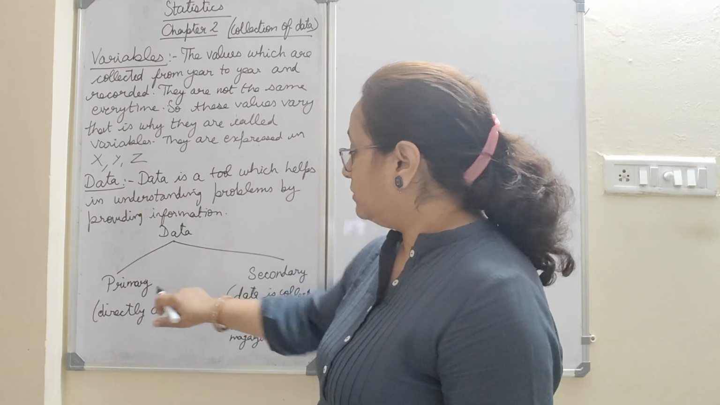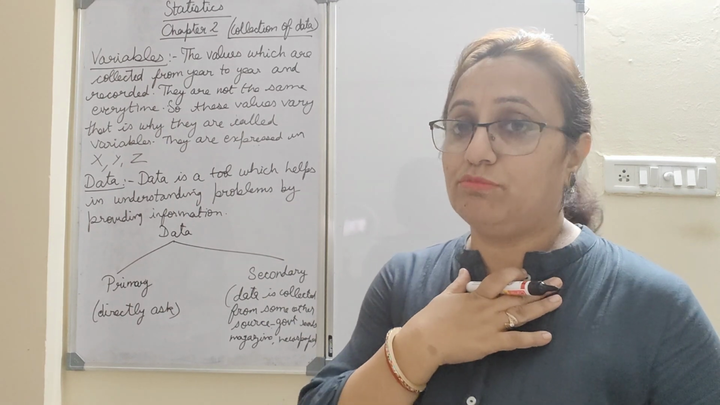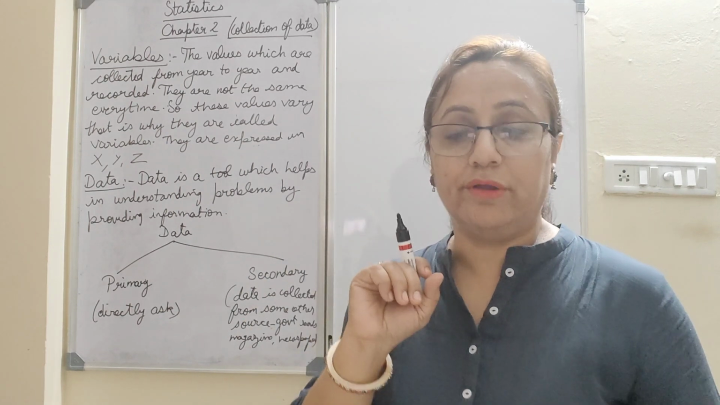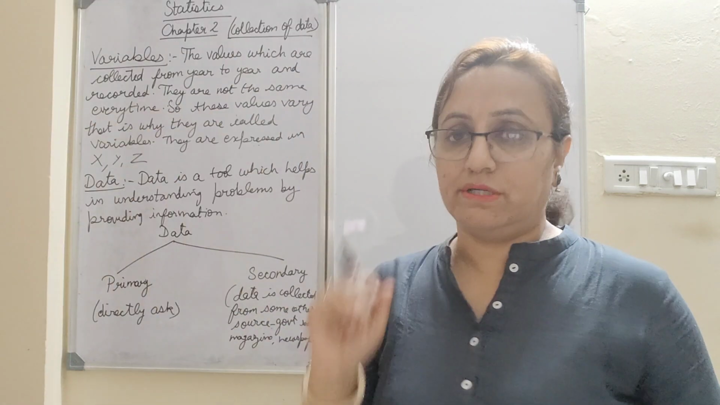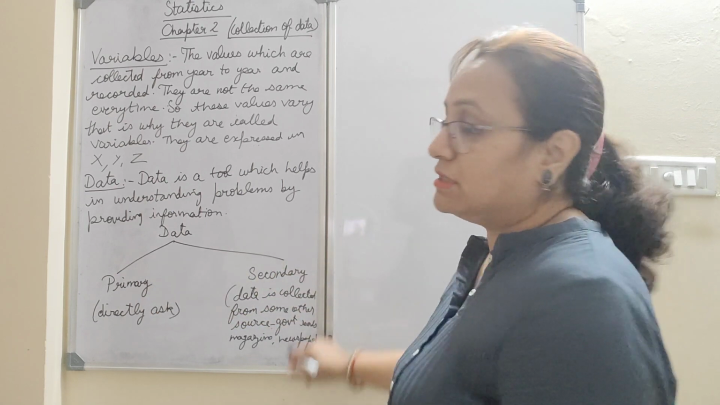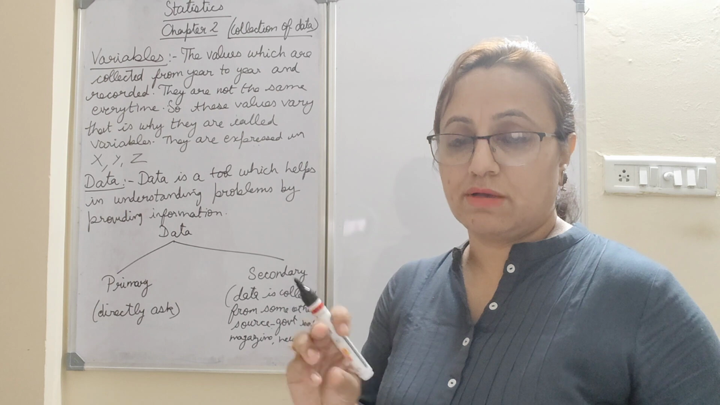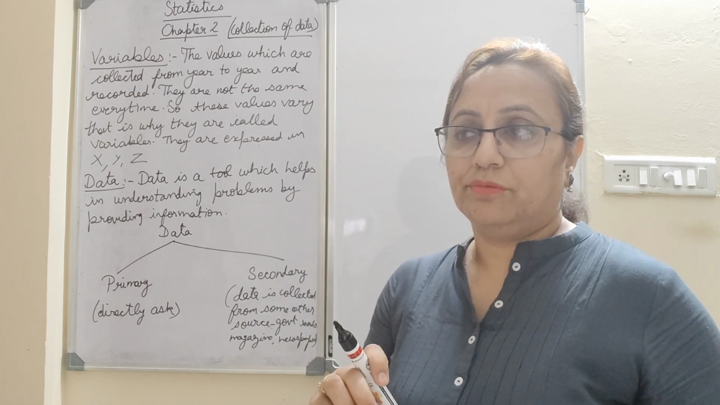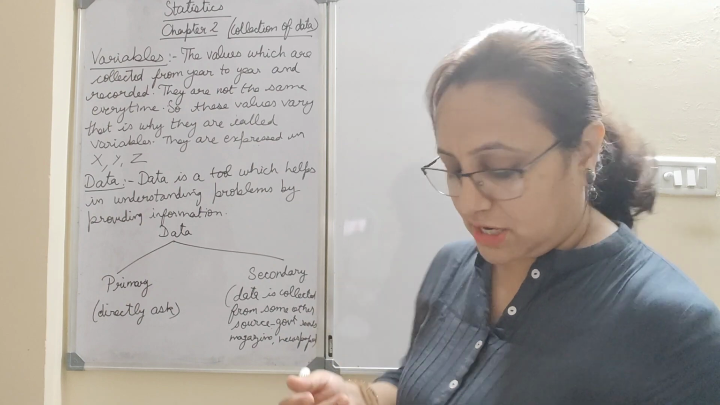Now when the primary data becomes the secondary data, suppose I have collected the information and I have recorded it somewhere, and my collection of information is being used by the other person. So for me it was primary, but for the other person it will become secondary. Okay. So if some kind of situation based question is given to you, try to analyze and understand it.